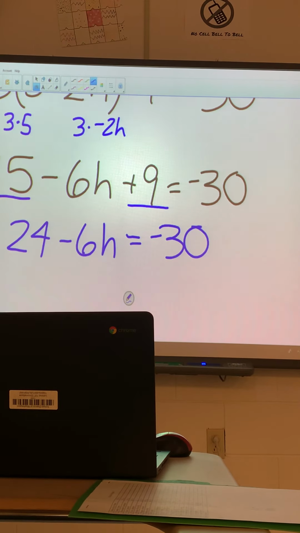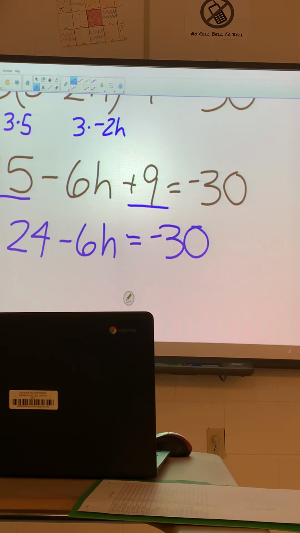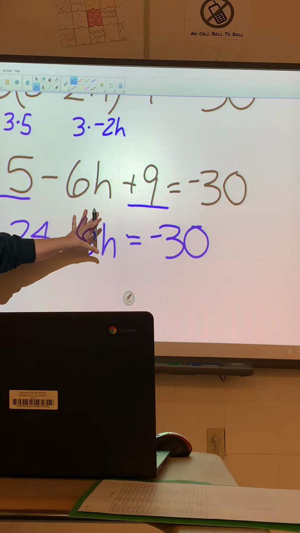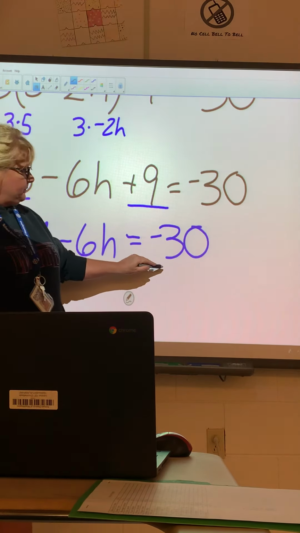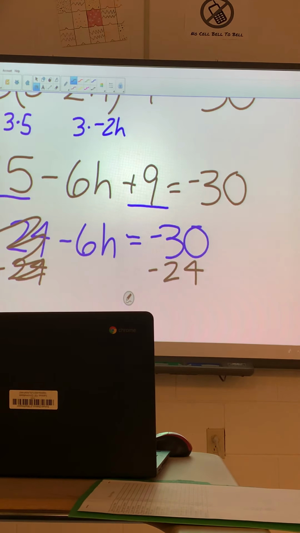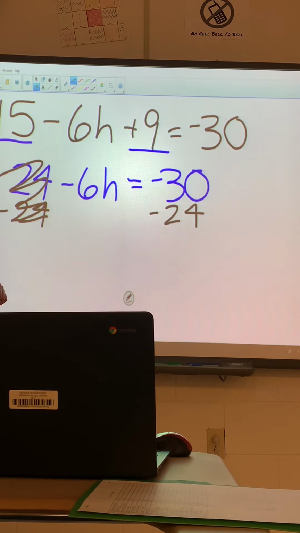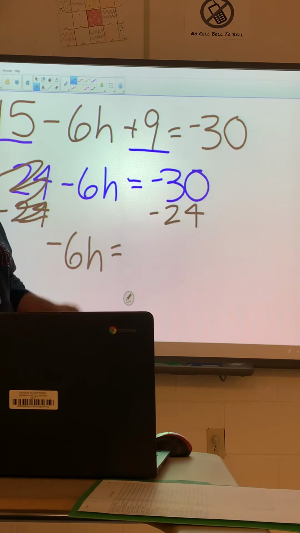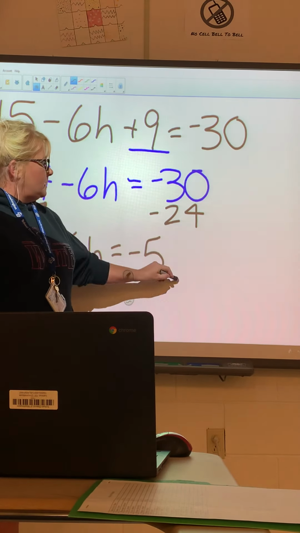Now this is something you should know how to solve. We are going to get that h by itself. We do what's attached to it in a second. We want to get rid of this 24 first. So the way we get rid of 24 is we subtract it. We want it to go away. Do that to both sides. Now I'm left with this negative. Don't lose that negative. Anytime you have a subtraction, make sure you remember it's negative. Negative 6h equals negative 54.